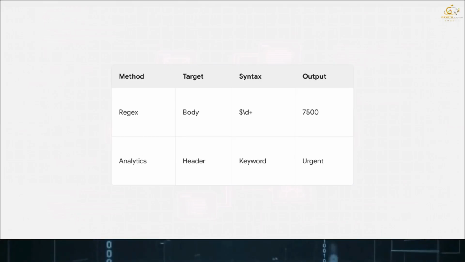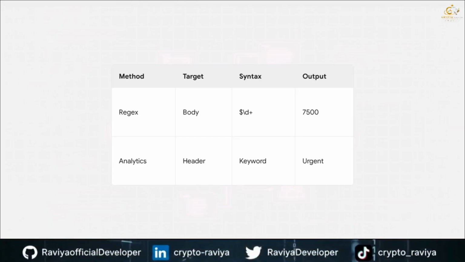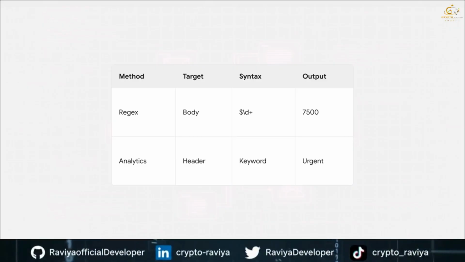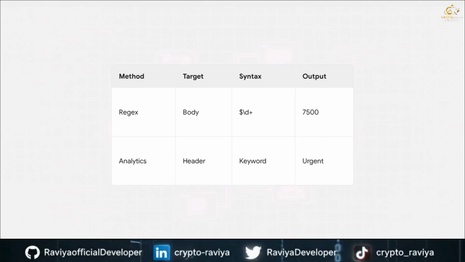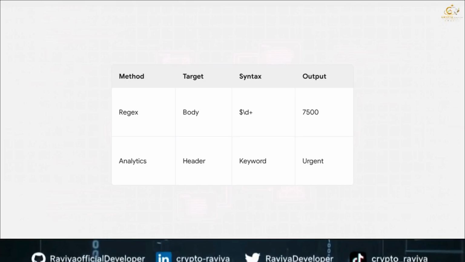By deploying a specific code syntax like \$(\d+), the system scans that massive text body, pinpoints that exact budget integer, and extracts the output, 7500. This extracted value is now a perfectly clean variable we can use downstream.